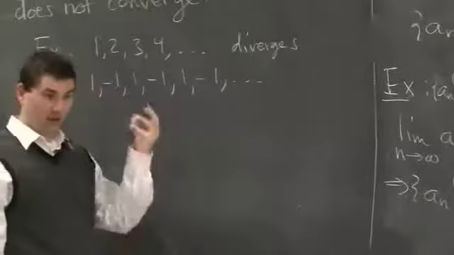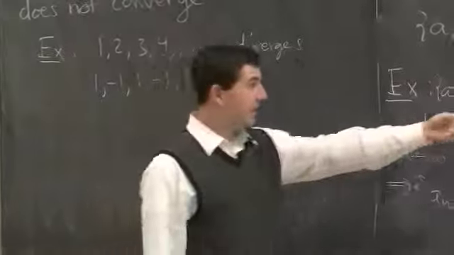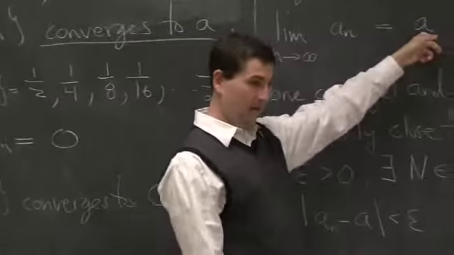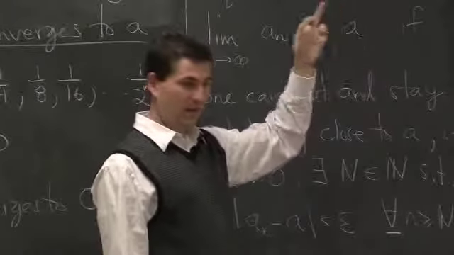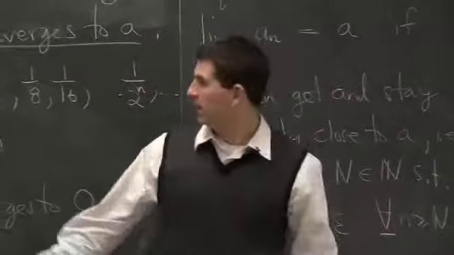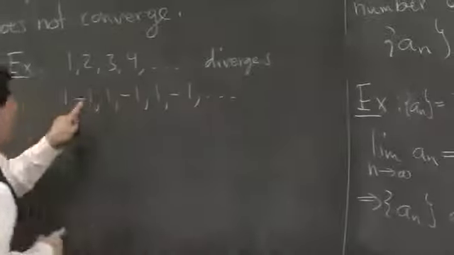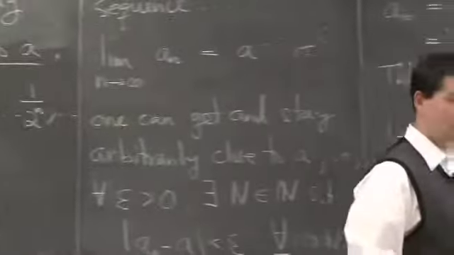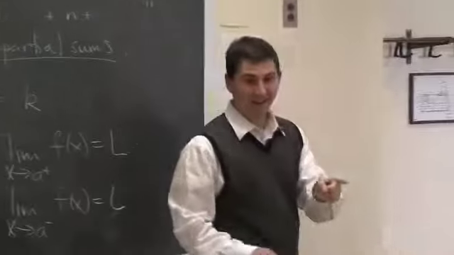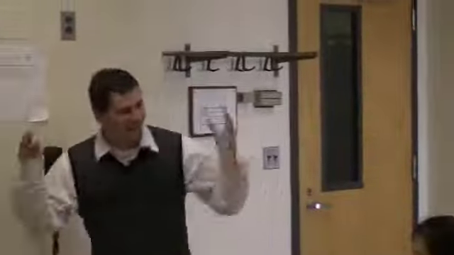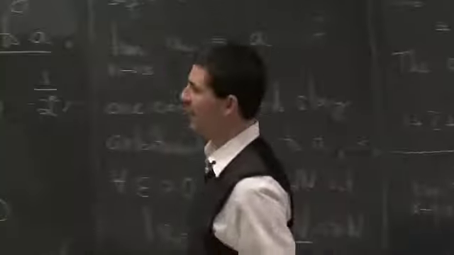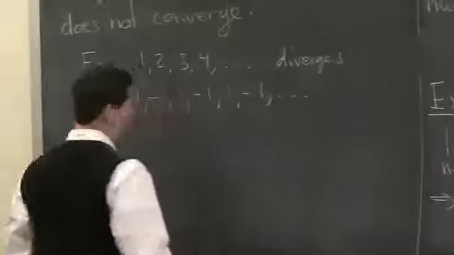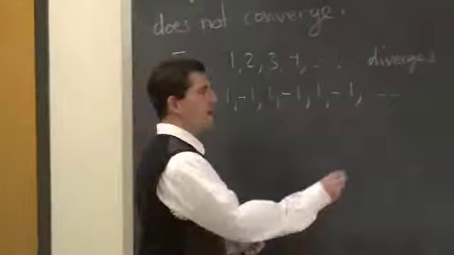Well, if it's converging, there has to be a limit. There has to be some number that it's getting close to. Well, it gets close to 1. 1, 1, 1, 1. What am I missing? It's getting close to 1, that's true. Doesn't stay close, exactly. It's got to get close, it's got to stay close. It doesn't stay close. Hops back and forth, 1 to minus 1. Okay? So this diverges.